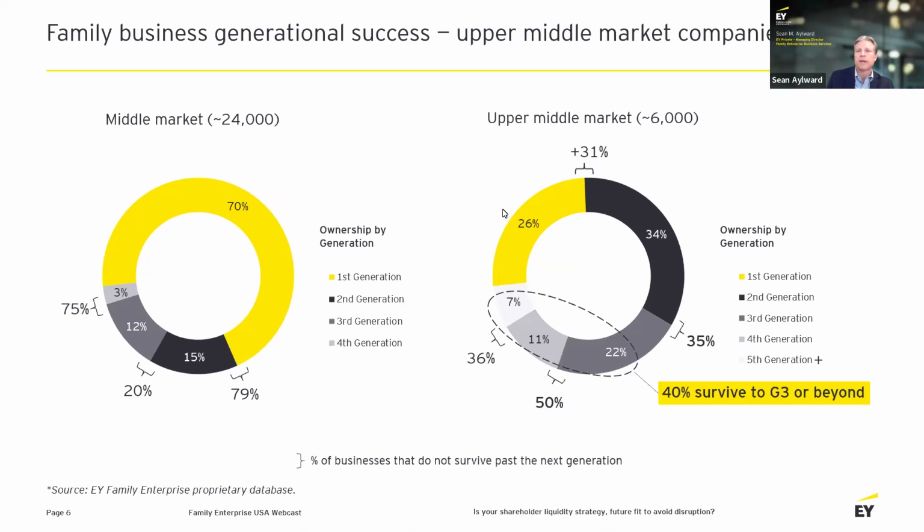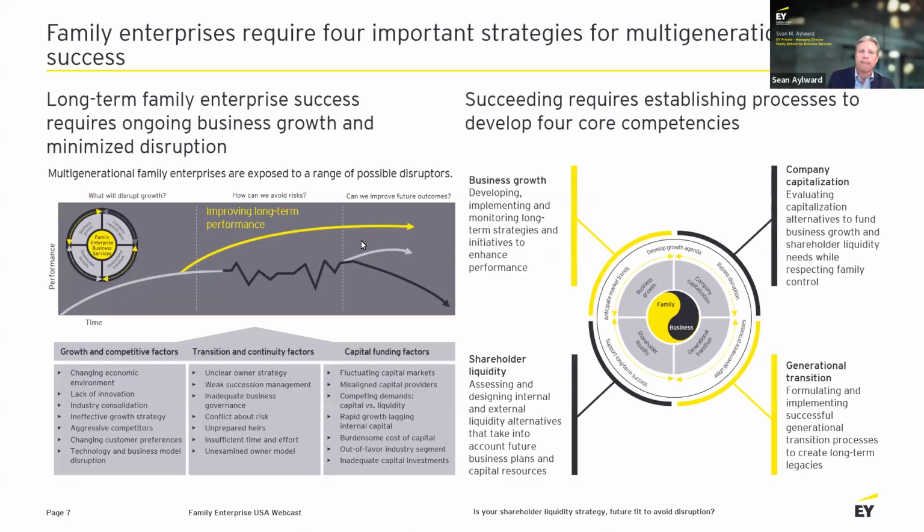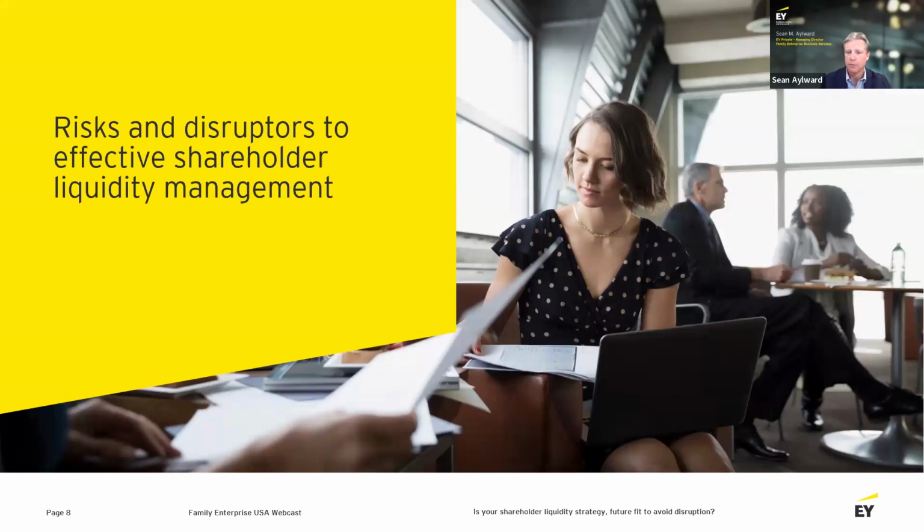So moving to the next slide, you'll see that really the successful long-term businesses have to balance their ongoing growth and minimize disruption. And it's really these 4 core services that drive the ability to reduce disruption. We'll talk today about the potential disruptions that could arise in the shareholder liquidity context. And Dom, I'm going to ask you to talk about the 3 things we see right now that are starting to create some pressure from a shareholder liquidity perspective.